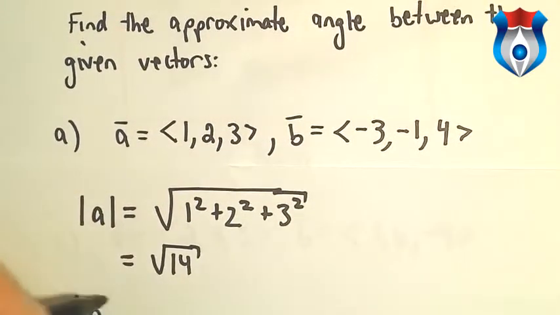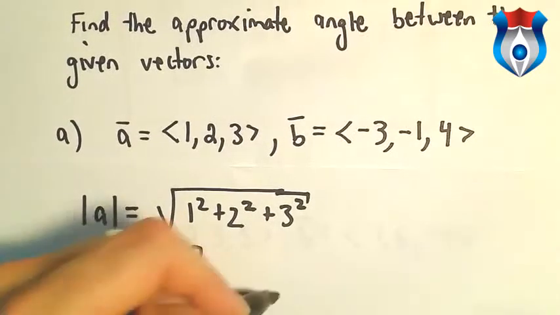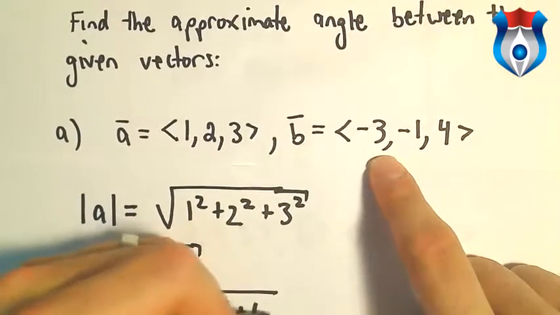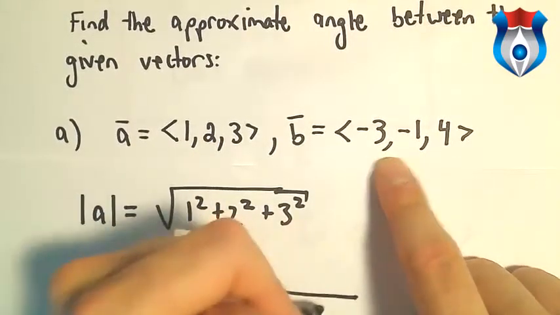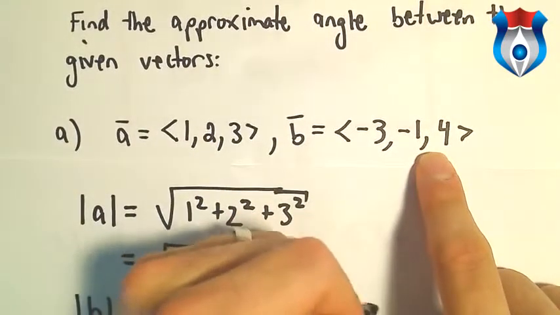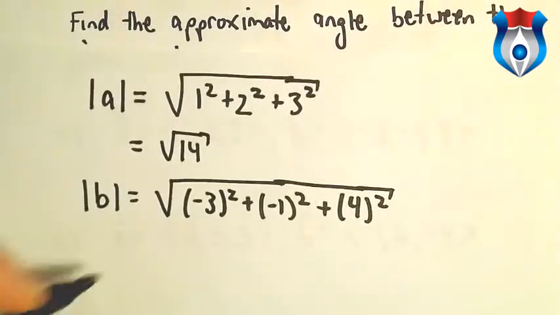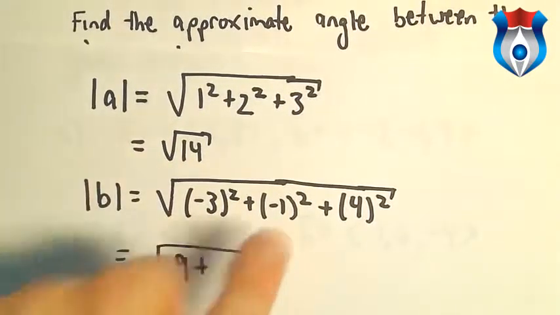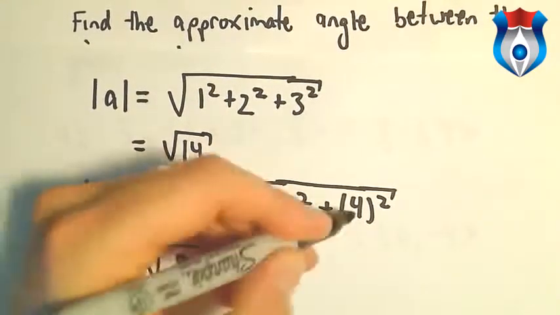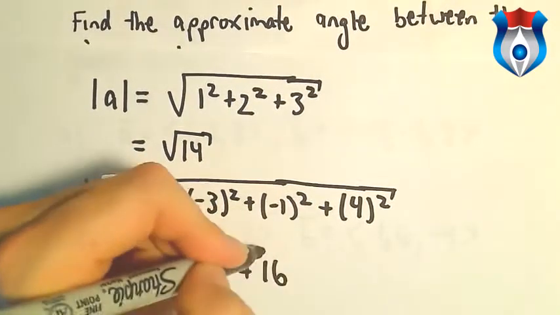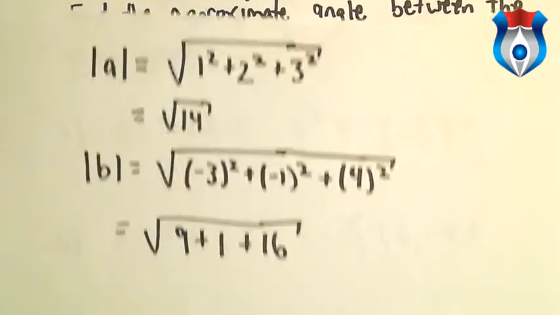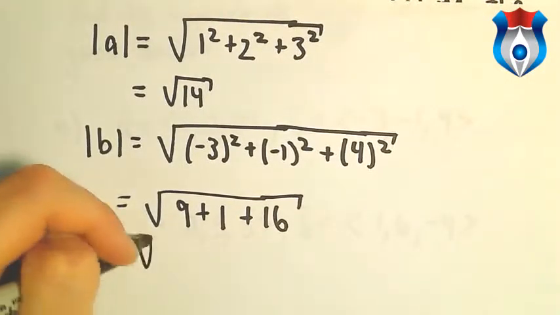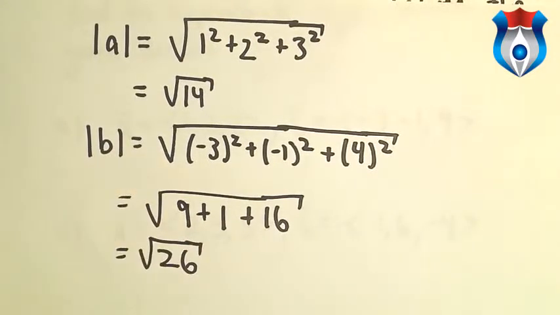The magnitude of vector B, we'll have to take -3 and square it, -1 and square it, and then we'll add 4 squared. So let's see, -3 squared is 9, -1 squared is 1, 4 squared is going to be 16. So it looks like we've got 10 plus 16, or the square root of 26.